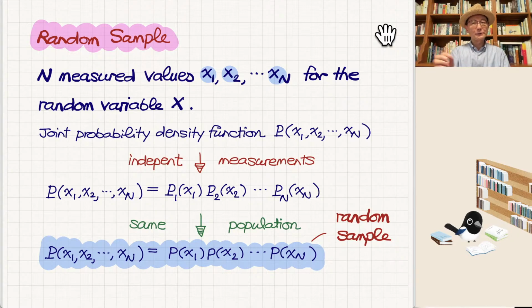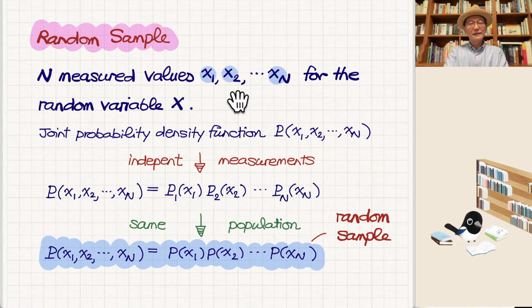So let me try to just pick the most important one and thread them through with reasonable logic, and I do hope that you learn to appreciate the beauty of statistics. So we'll start with the first concept. That's what we call random sample. So what is a random sample?